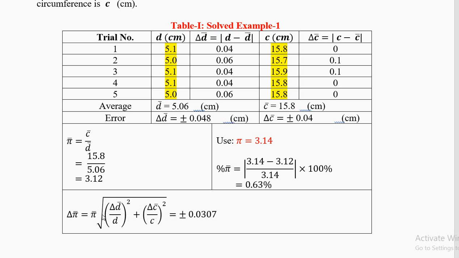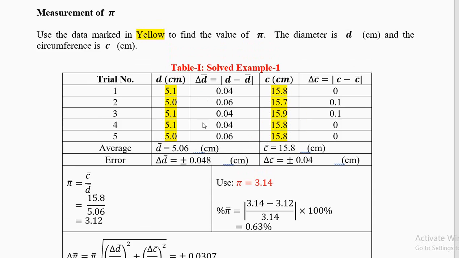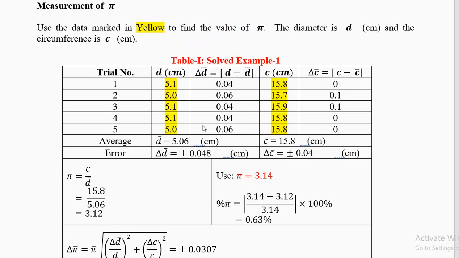All these delta numbers are supposed to be very small. Under ideal conditions, they are 0. So this is one example for your pi calculation. Now we'll look at another example for pi calculation.